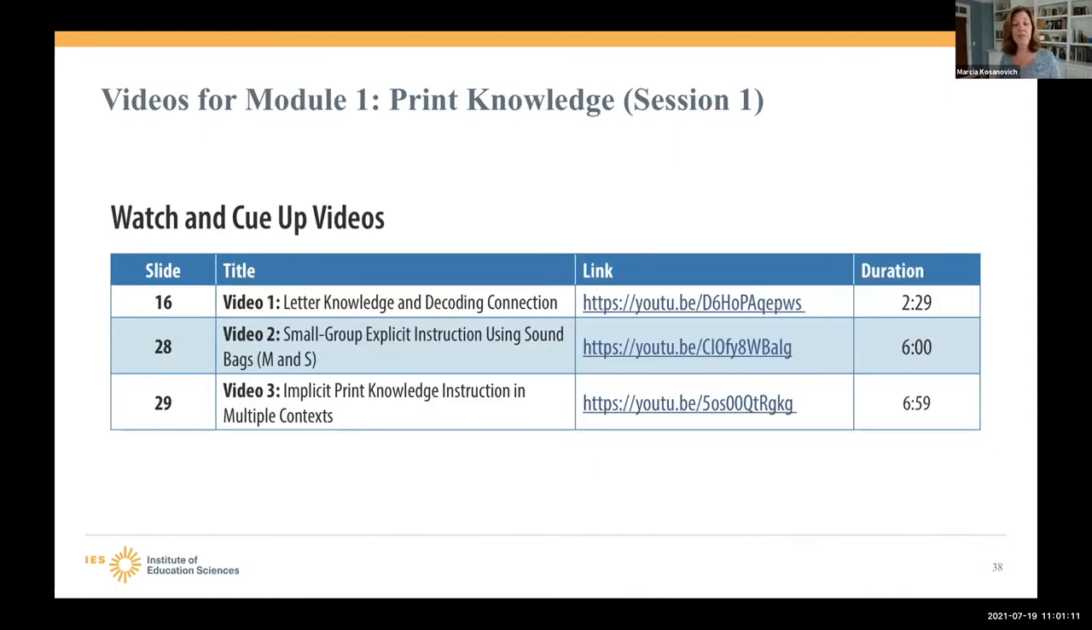Here are the videos for Module 1, Session 1. The table on the slide is included in the facilitator guide to help you prepare. So it tells you the slide number in which each video appears and the link and the duration. So during Session 1, you have 3 videos, Letter Knowledge and Decoding Connection, which is an animation. And then video 2 is Small Group Explicit Instruction using sound bags, and then video 3 is implicit print knowledge instruction in multiple contexts.